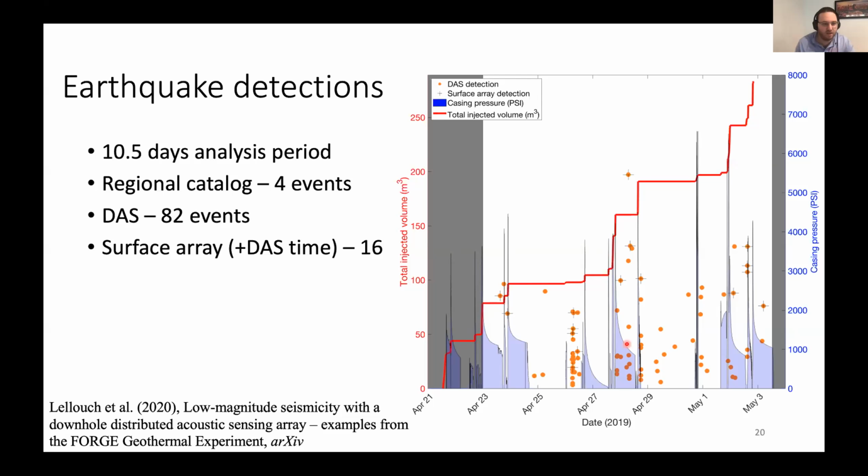Having said that, template matching usually works great for surface array, and I know some people are working on that, so the surface array results might get a lot better, but at least compared to routine processing, DAS seems to be doing better.